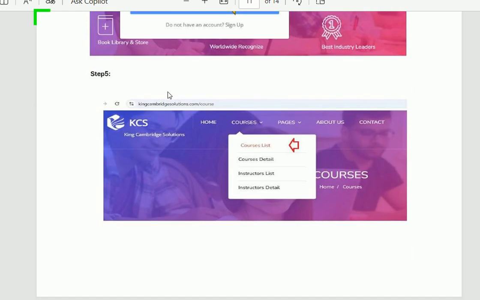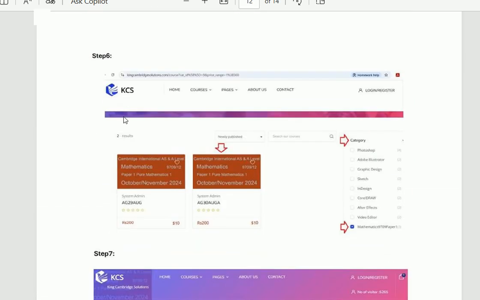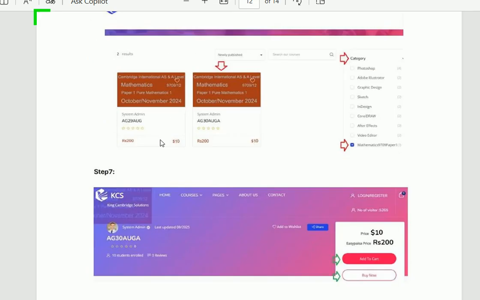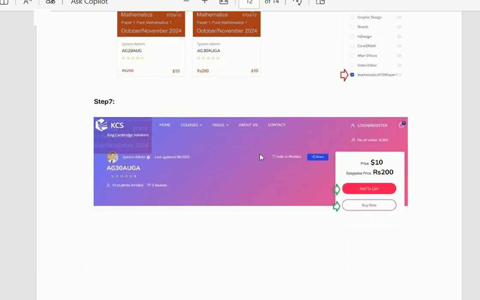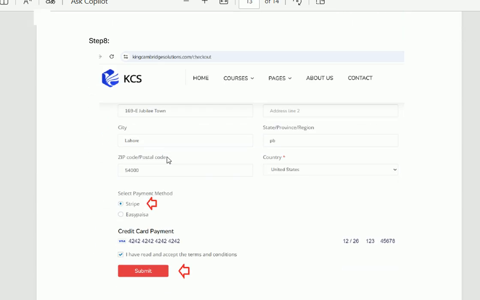In the course section of the website, click the course list. When you click on the course list, you will find all the courses available on the website. When you click any course, you will find this interface. First, you need to click add to cart, and after that, you will click on buy now. After this, by providing all the necessary fields for Stripe, you will buy this course.